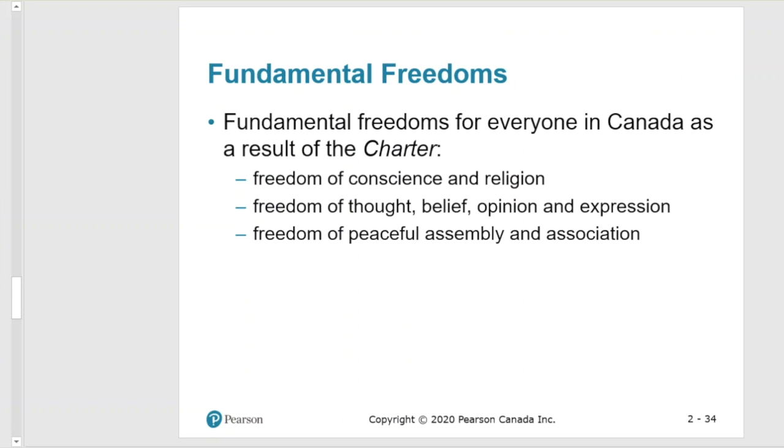The limit is that I cannot enjoy my freedom in a way that causes damages or losses to someone else. With freedom of expression, for example, I can express anything I want as long as I am not committing defamation, as long as I am not issuing a false statement about someone. So yes, we do have freedoms, but they are not unlimited. There are limits to them.